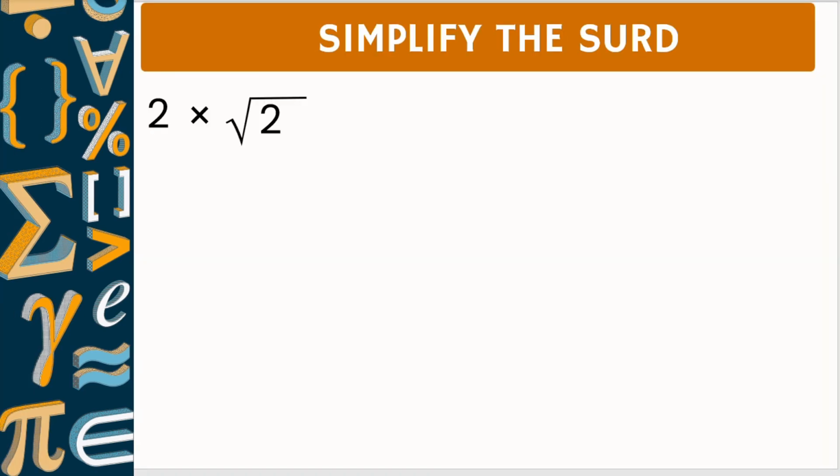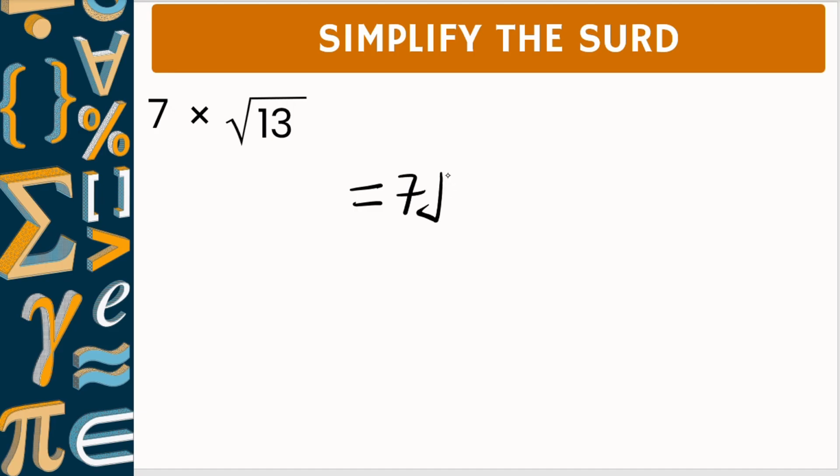So having known that multiplication property, let's apply it here. We have 2 times root 2, and this will be equal to 2 root 2. You just combine them together. Alright, now the next question, 7 times root 13 will be equal to 7 root 13.